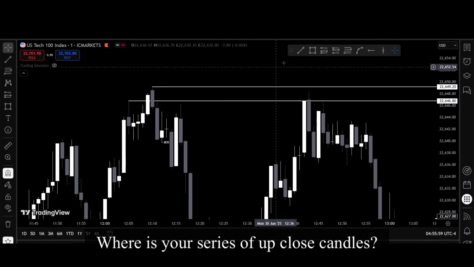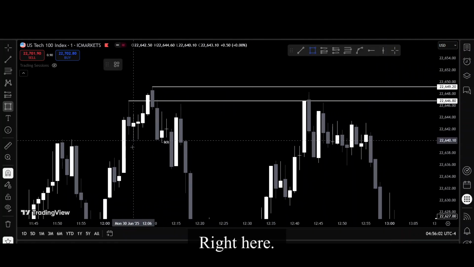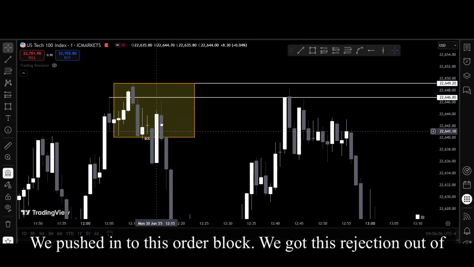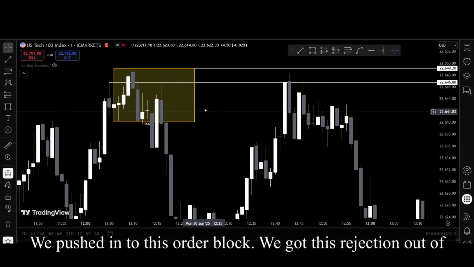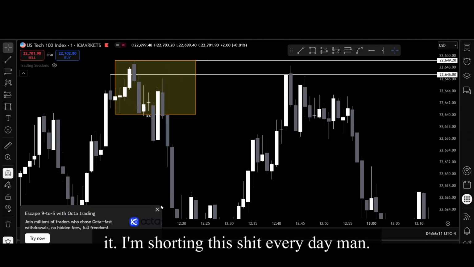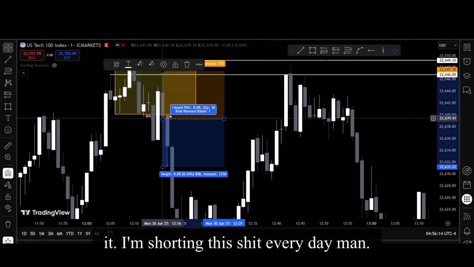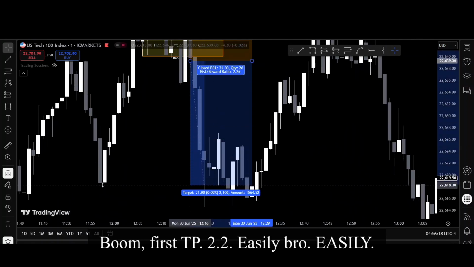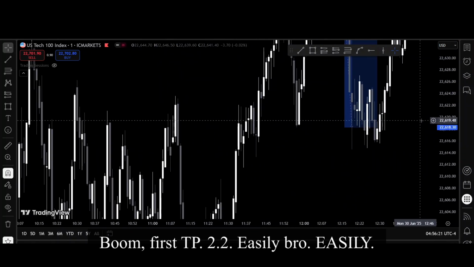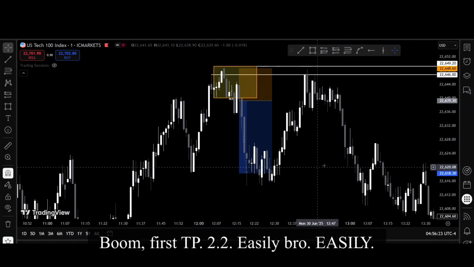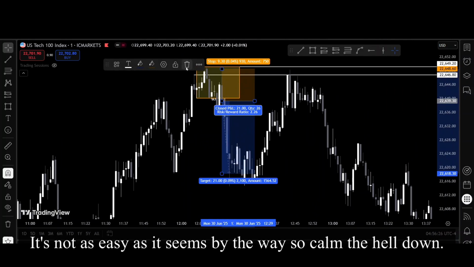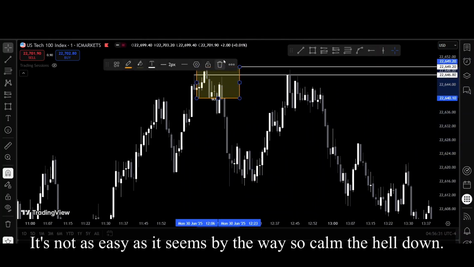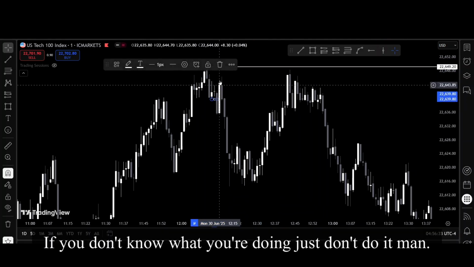Where's your series of up close candles? Right here. We pushed into this order block. We got this rejection out of it. I'm shorting this every day, man. Boom, first TP, 2.2. Easily, bro. Easily. It's not as easy as it seems, by the way, so calm down. If you don't know what you're doing, just don't do it, man.